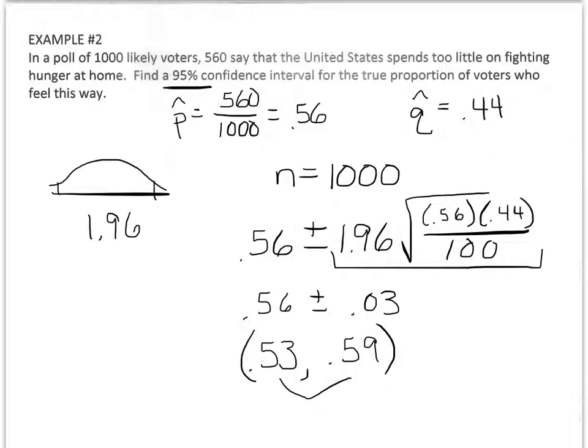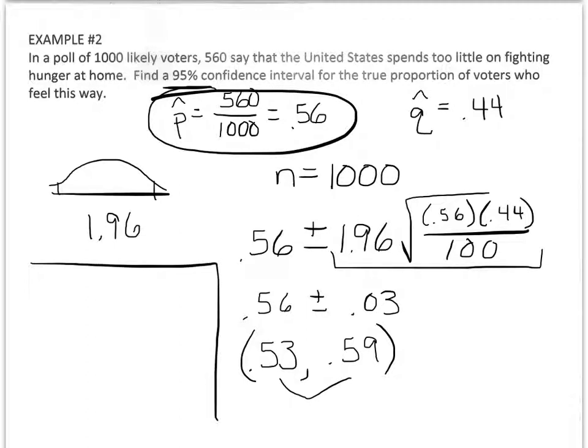Notice in these examples so far, we've had a p-hat value. Something to take note, if you do not have a p-hat value, if it's not listed anywhere, your default p-hat value is 0.5. This is my default if I do not know my p-hat value.